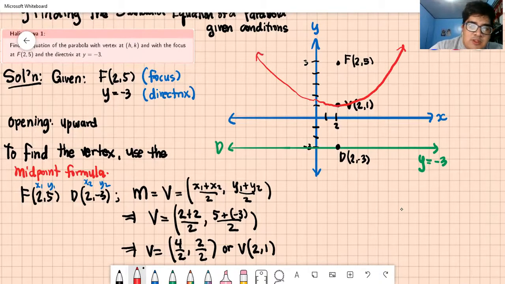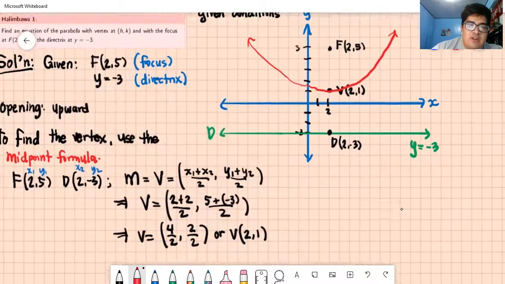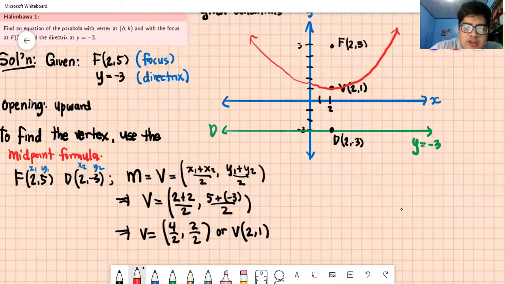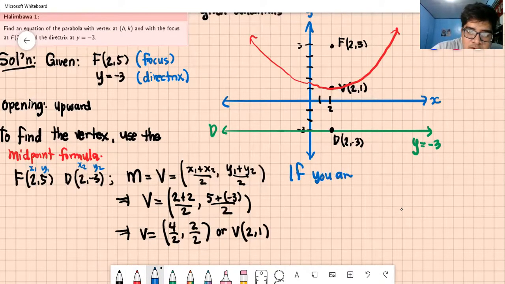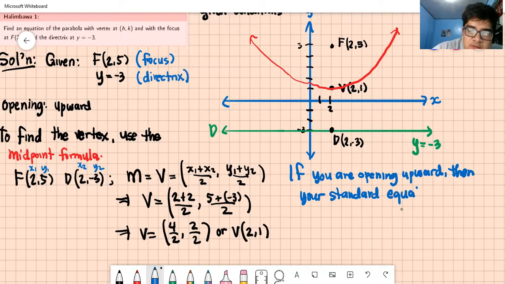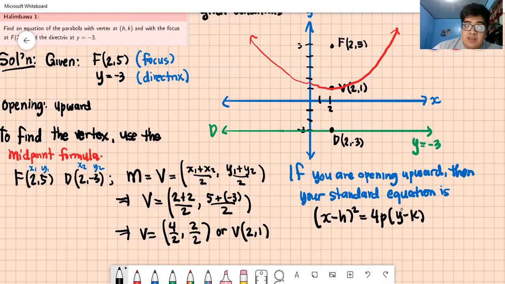Ayan, the parabola is opening upward. Tama? Ngayon, kapag opening upward ka, then your standard equation is, ano yan? Kapag upward ka, you are x minus h quantity squared is equal to 4p y minus k. Tama ba? Naalala nyo, yan yung standard equation ng parabola na yan.